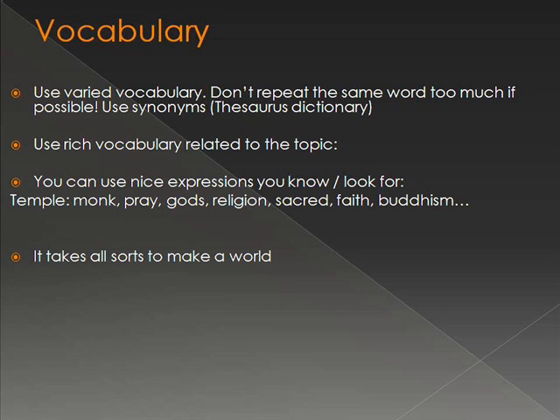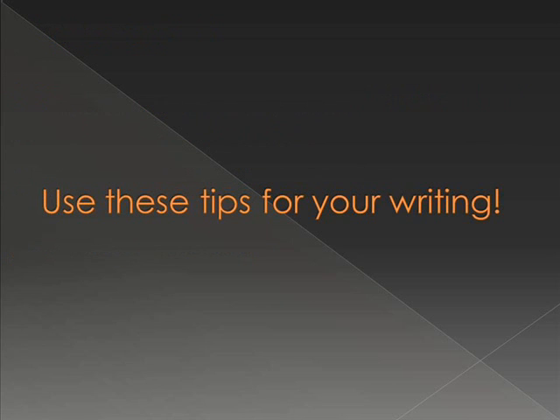For example, if you're writing about temples, you may use vocabulary like monk, praise, pray, gods, religion, sacred, faith, or Buddhism, etc. You can use nice expressions related to the topic, or you can look for them. Like, for example, it takes all sorts to make a world, or any other. They all sound nice and they catch readers' attention. So, I hope all these tips were useful and you take them into account when writing your essays.